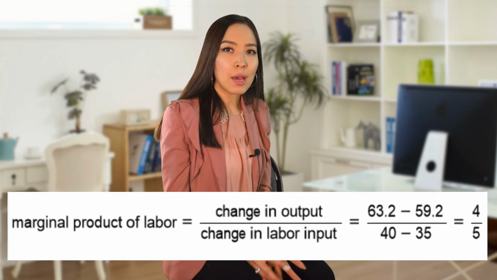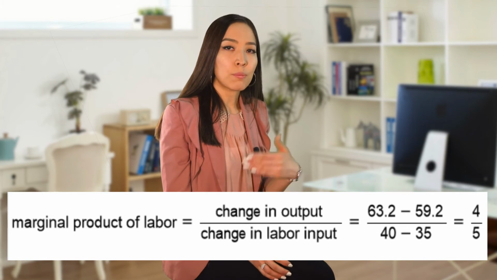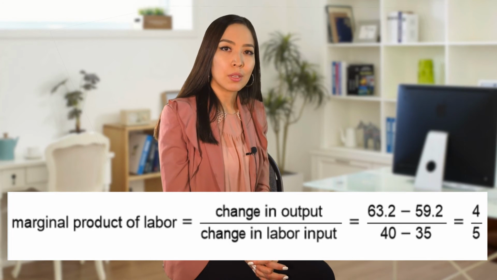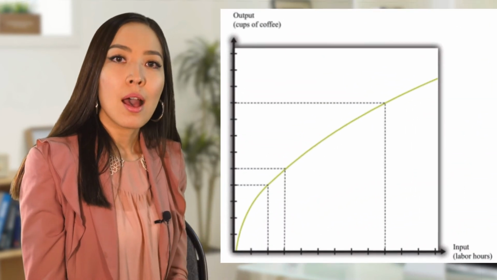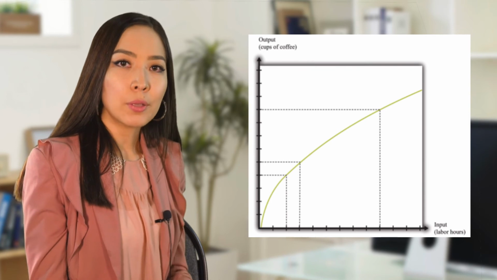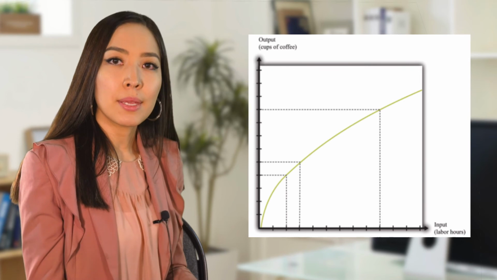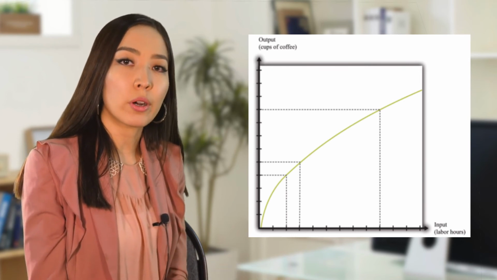If we want to know the marginal product of labor, we subtract the previous output from the last output and divide the result by the change in labor, which is the difference between the last and the previous amount of labor. And here is the illustration of the production function. As you see, as more labor is added to a firm, output increases at a decreasing rate, meaning that total output is increasing, but the contribution of each additional worker is decreasing.